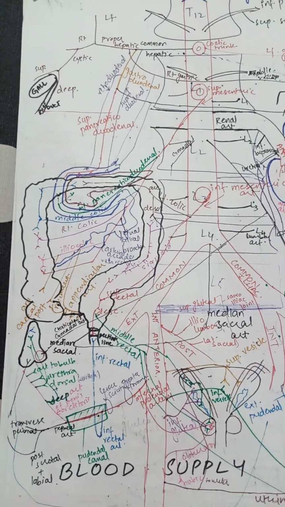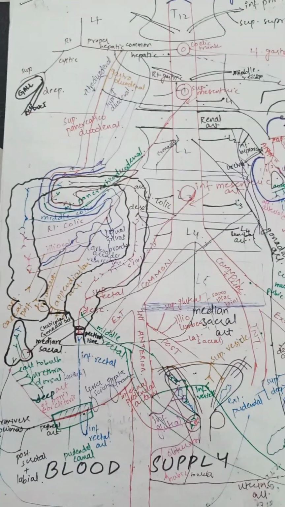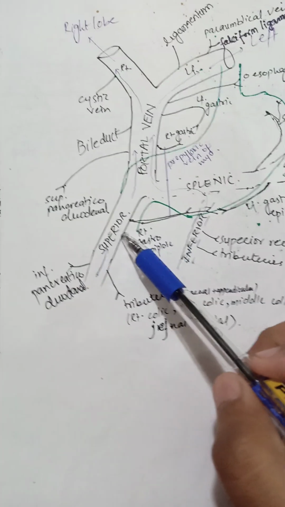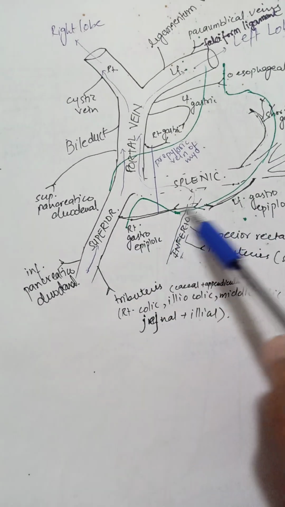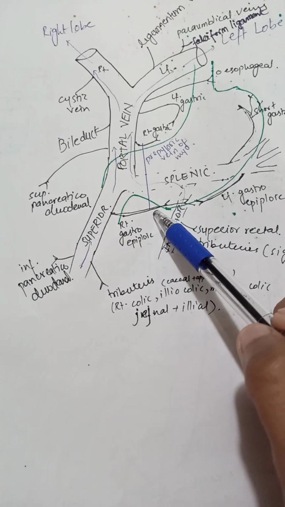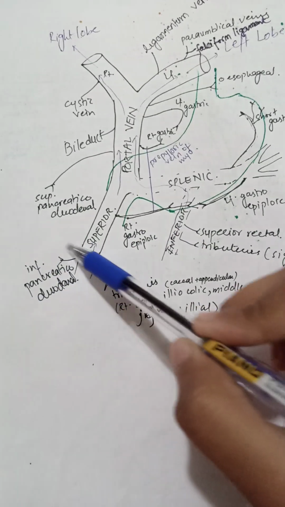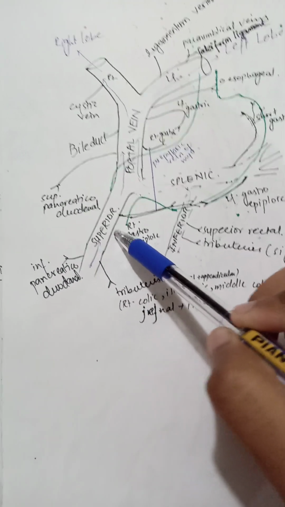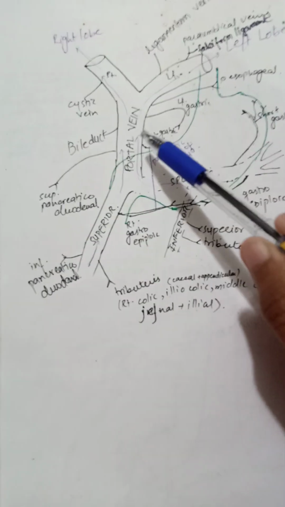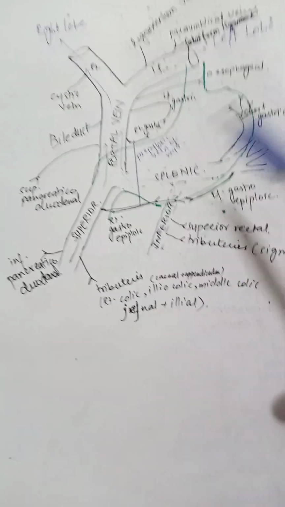But one additional branch which will be received by the superior mesenteric vein is the right gastroepiploic, which drains the greater curvature of the stomach. So, the inferior pancreaticoduodenal drains into the superior mesenteric, whereas the superior pancreaticoduodenal drains into the portal vein directly.